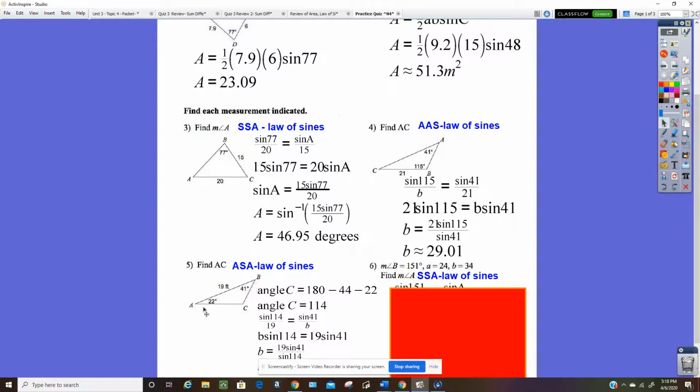If I want to find AC here, I'm given angle, side, angle. So first I have to find angle C by knowing that there are 180 degrees in a triangle. So 180 minus 44 minus 22 is 114 degrees. And then set up the law of sines here. Sine of 114 over 19 is equal to sine of 41 over b, and I'm solving for b, which is the same as side AC. So b is 13.64.